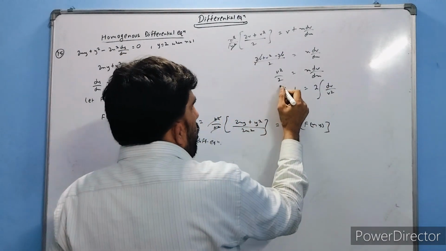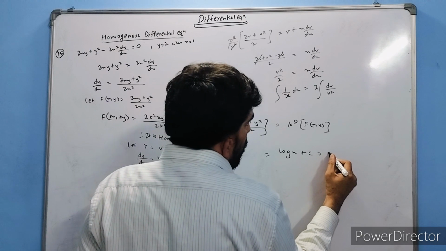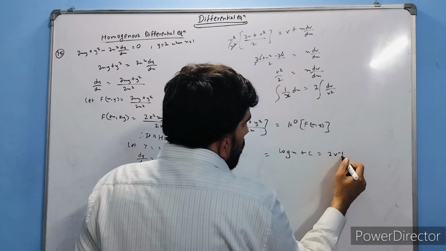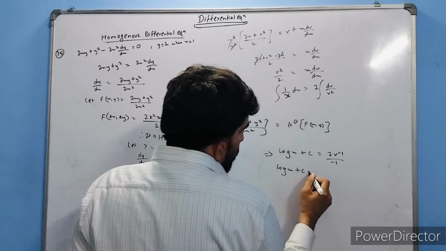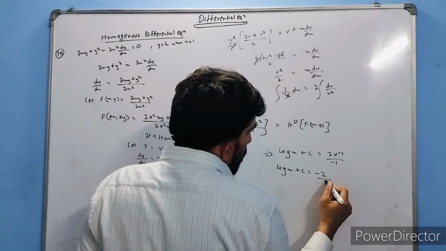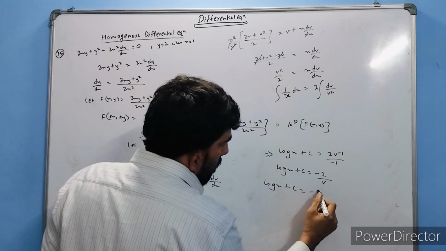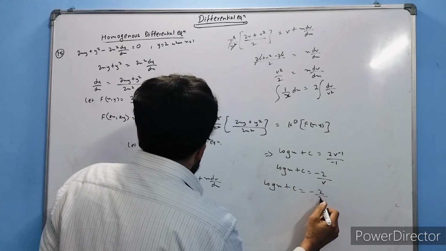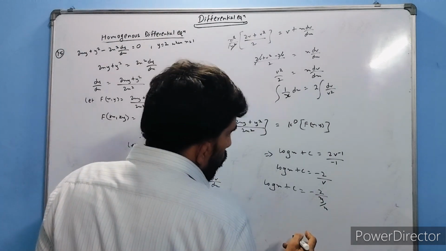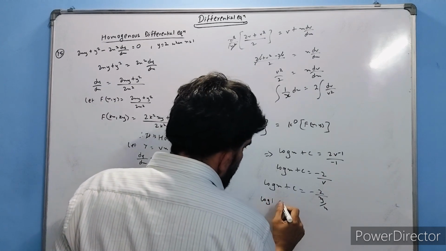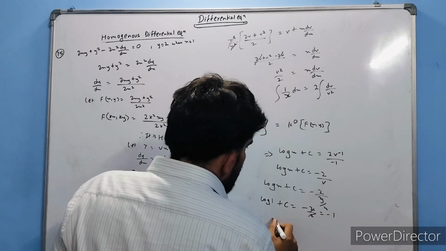So now we'll try to integrate: log x plus c is equal to 2 times v to the power minus 1 upon minus 1. So we have log x plus c is equal to minus 2 upon v. So we can write the value here: log x plus c is equal to minus 2 upon y upon x. So now put the value: if x is 1, y is 2. So minus 2 upon 2 is equal to minus 1. So c is equal to minus 1.